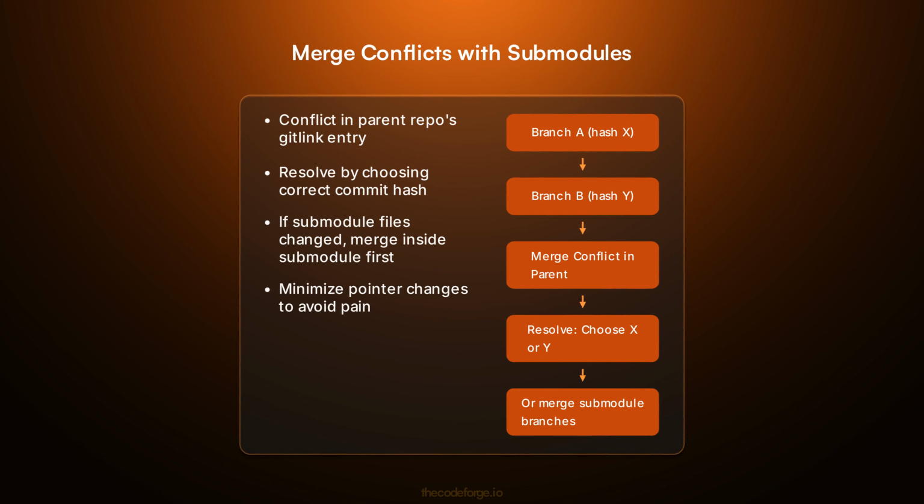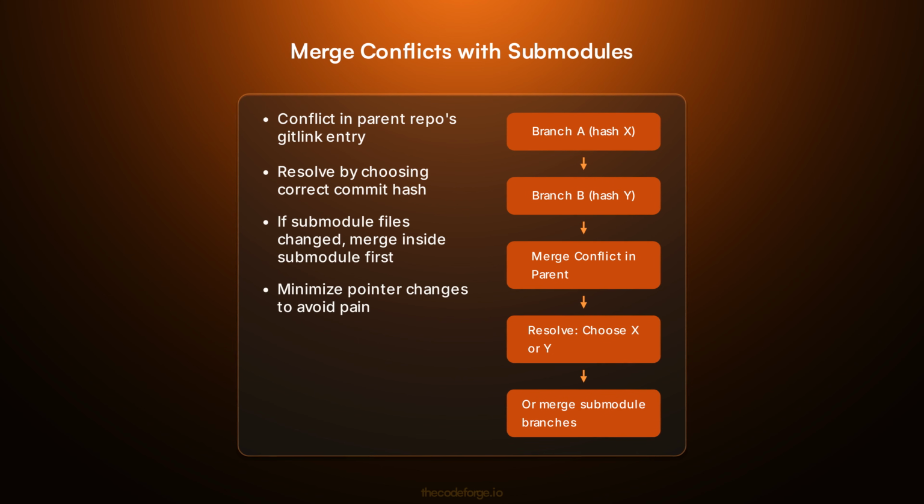Submodule merge conflicts are a special kind of pain. When two branches change the submodule pointer to different commits, Git sees a conflict in the parent repo. You resolve it by choosing the correct commit hash. But if both branches changed files inside the submodule, you have to resolve conflicts inside the submodule repo itself.